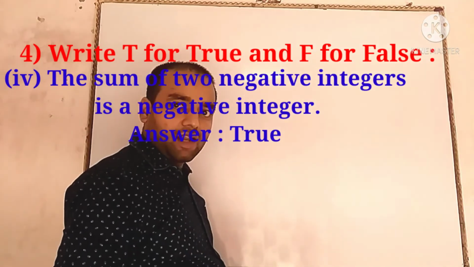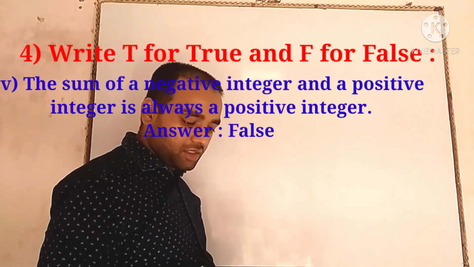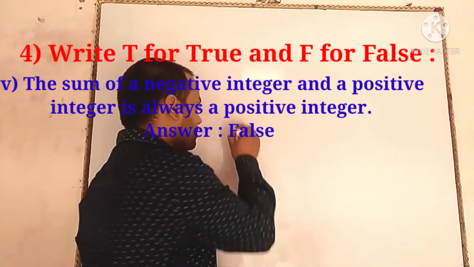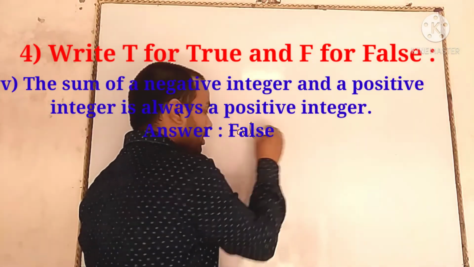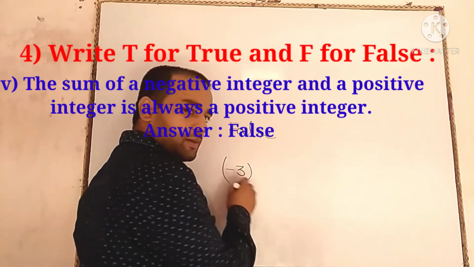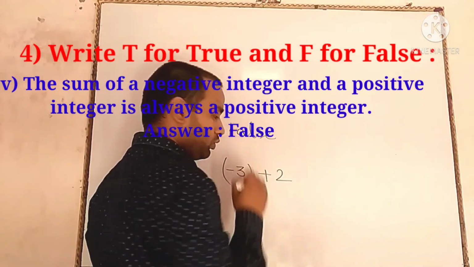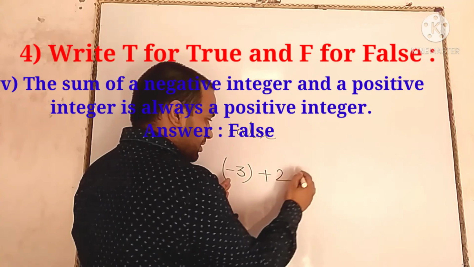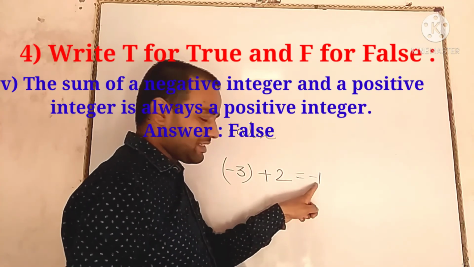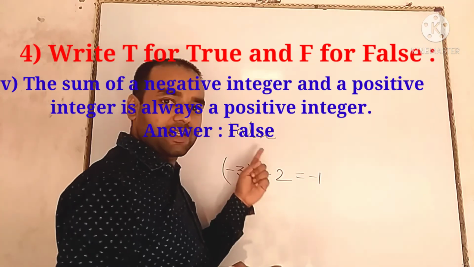Is it clear? And the last statement: the sum of a negative integer and a positive integer is always a positive integer. So this statement is false. Because take the example, first a negative integer, here minus 3. Is it clear? And a positive integer, so we take here 2. So we get the sum minus 3 plus 2. We get minus 1. So this is a negative integer, it does not always come positive. So this statement is false.